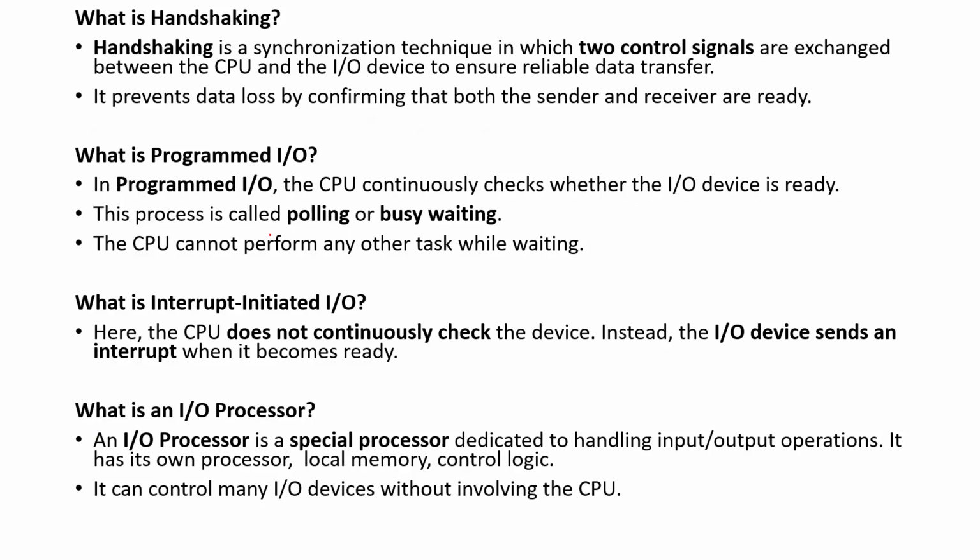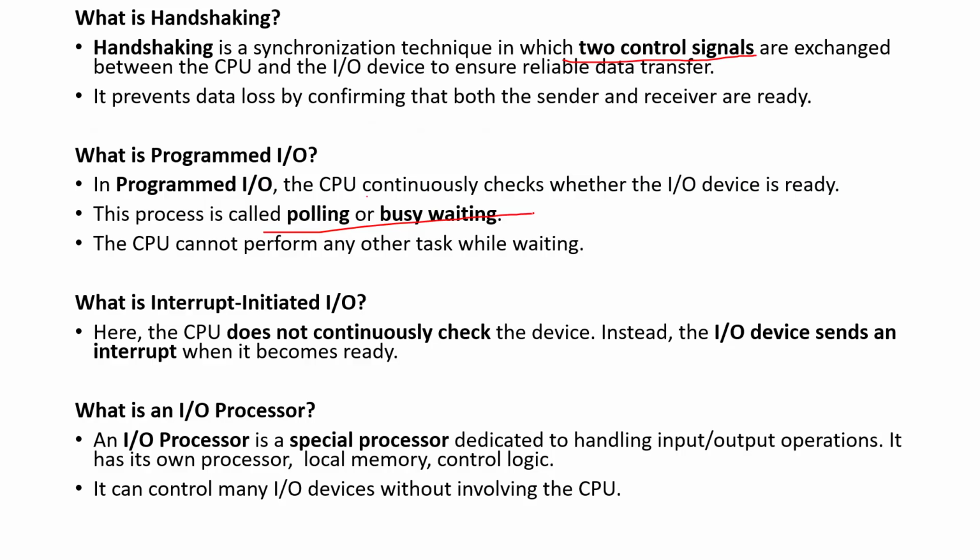Handshaking is a synchronization technique in which two control signals are exchanged between the CPU and IO devices to ensure reliable data transfer. It prevents data loss by confirming both the sender and receiver are ready. Kindly remember these keywords: handshaking means two control signals are exchanged. What is programmed IO? In programmed IO, the CPU continuously checks whether the IO device is ready or not. This process is called polling or busy waiting. Kindly note down programmed IO, one of the main keywords: polling or busy waiting.